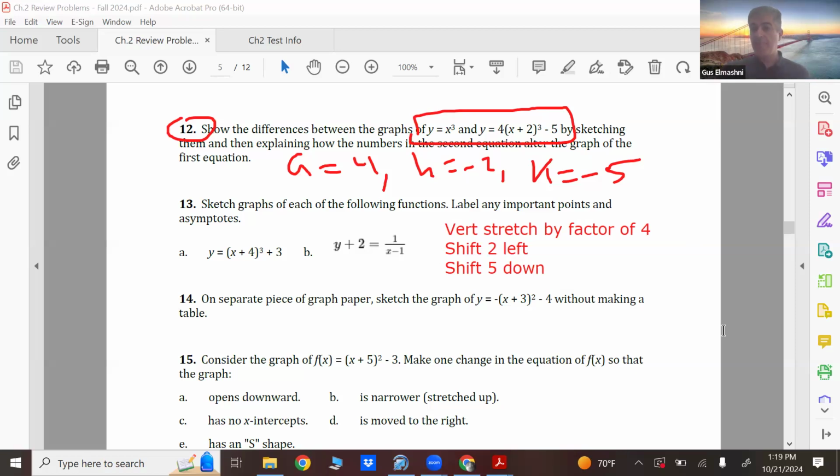So identify A, H, and K. A is the number out in front. H is what's directed to X. K is what you do on the outside.